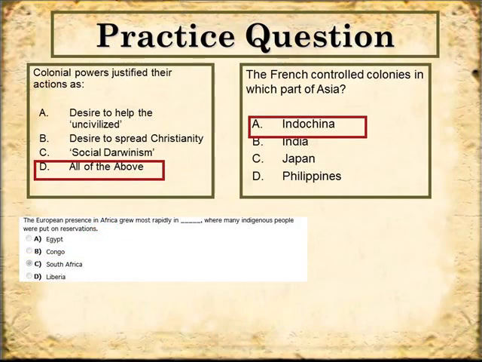And with the end of that section comes another practice and review questions. Colonial powers justified their action is basically all of those things: a desire to help the uncivilized, a desire to spread Christianity, and social Darwinism. The French controlled the colonies in which part of Asia? In Indochina. And then the bottom question, the European presence in Africa grew most rapidly in South Africa, where many indigenous people were put on reservations.